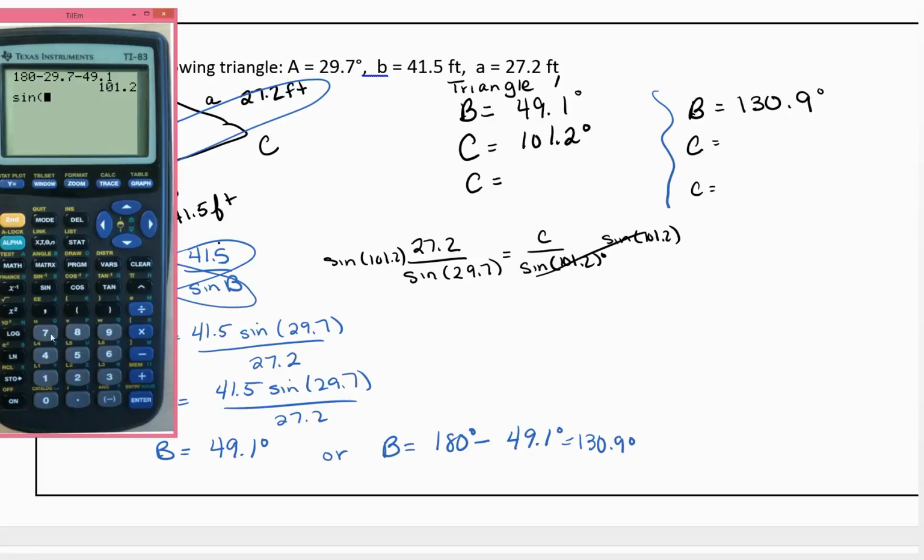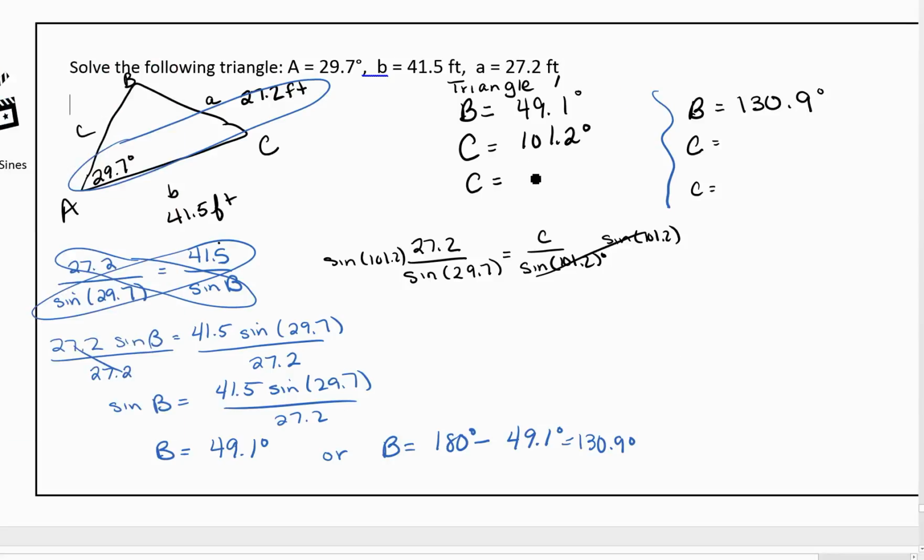So here we can do sine of 101.2 times 27.2 divided by sine of 29.7, and we get c being 53.9. Okay, so that's one triangle that we've completely solved.